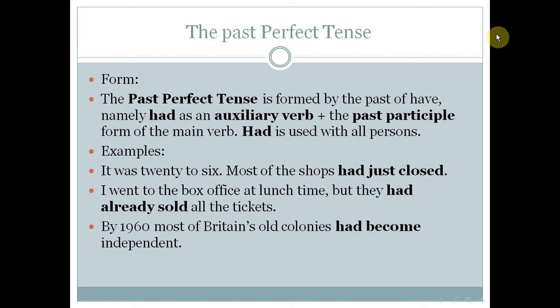So, its form. The past perfect tense is formed by the past of have, namely had, as an auxiliary verb, plus the past participle form of the main verb. Had is used with all persons. Example, it was 20 to 6. Most of the shops had just closed.